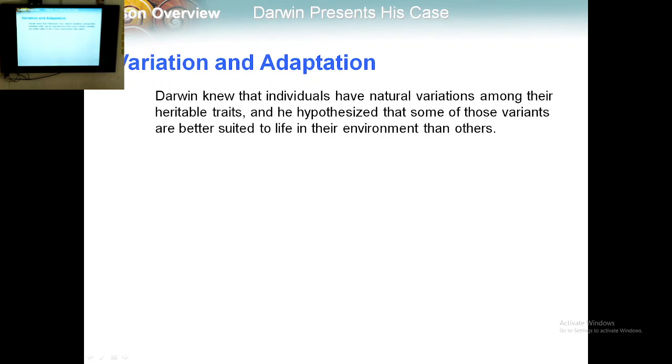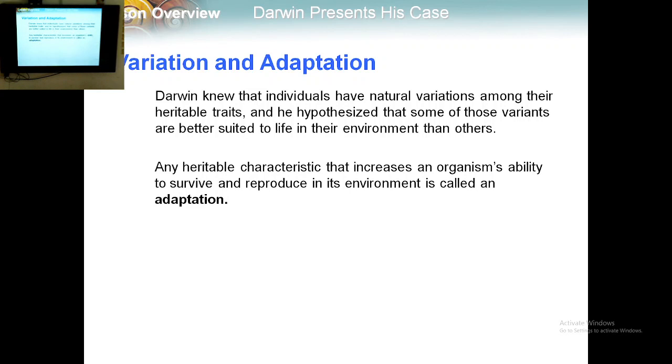And he knew that individuals have natural variation among their heritable traits, and he hypothesized that some of those variants are better suited to life in their environment than others. Any heritable characteristic that increases an organism's ability to survive and reproduce in its environment is called adaptation. So, we have two ideas here: variation among the population and adaptation.